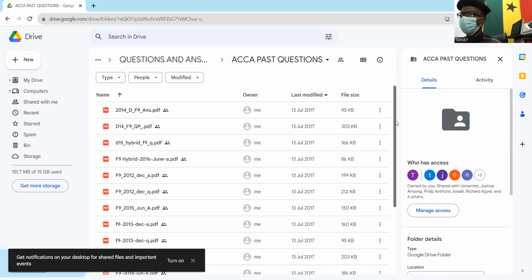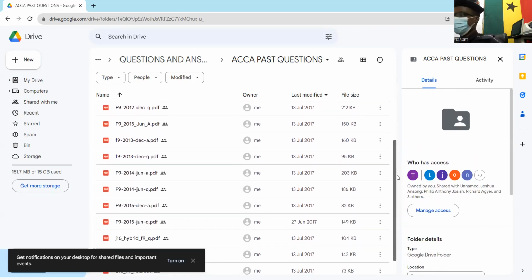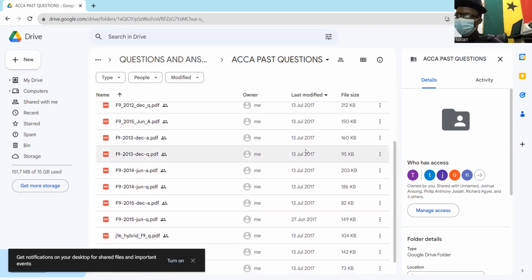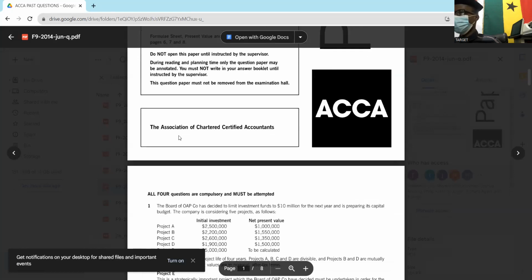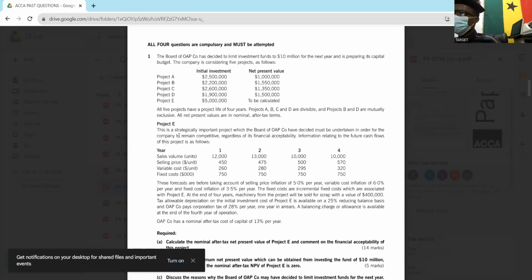Now, these are questions ICAG normally picks from. Every question you see has a solution. Come here and arrange it. So I pick one of the ACCA papers. So this is June 2014 financial management.